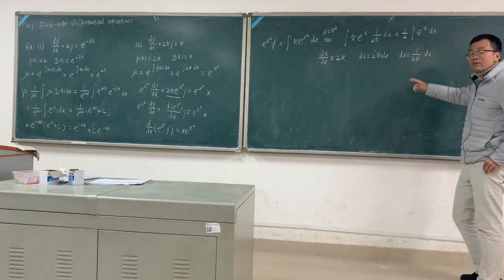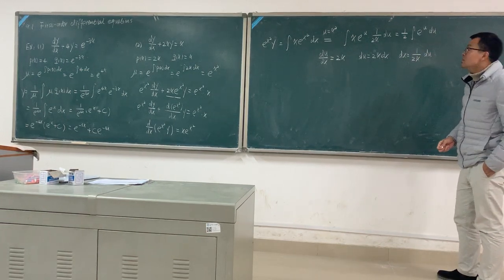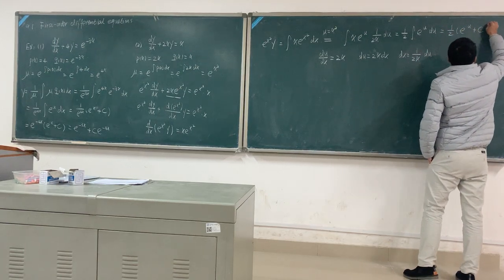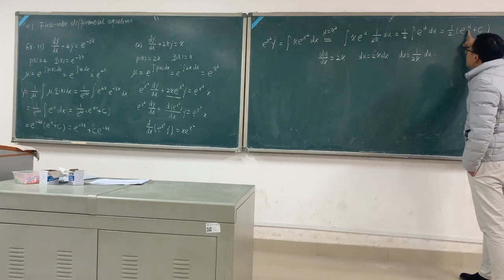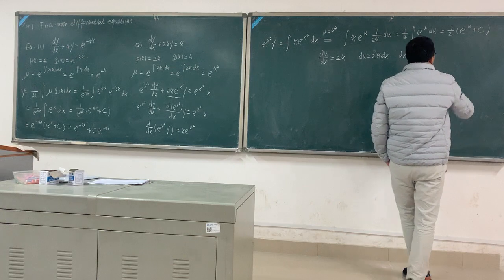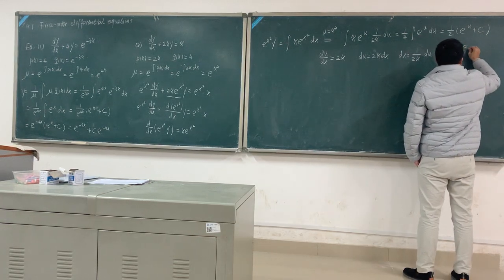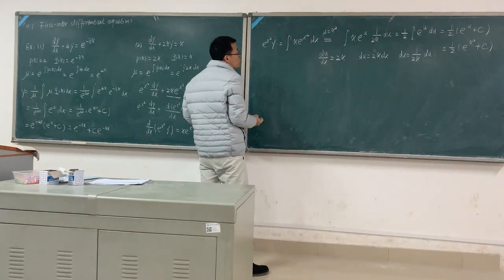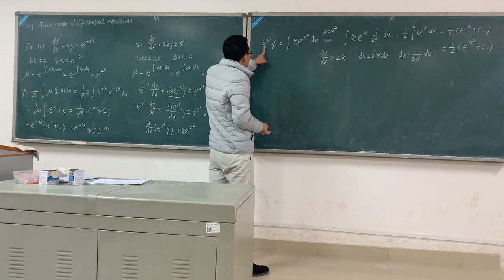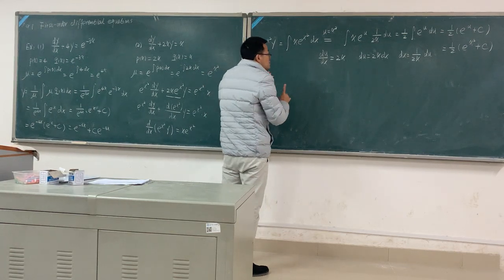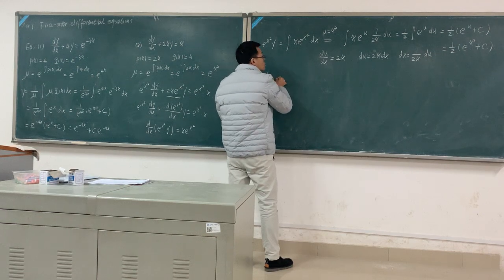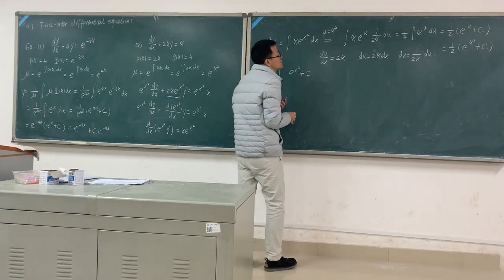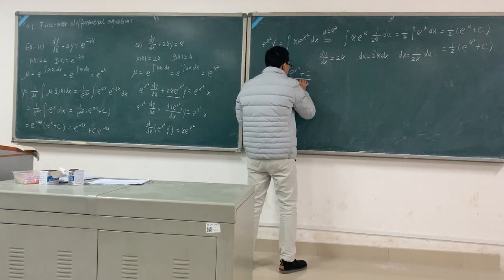The antiderivative of e to the power u is half e to the power u plus a constant c. So we replace u by x squared. The result is half e to the power x squared plus a constant c. From here we divide e to the power x squared on both sides, so we have y equal to half e to the power x squared plus a constant c, divided by e to the power x squared.